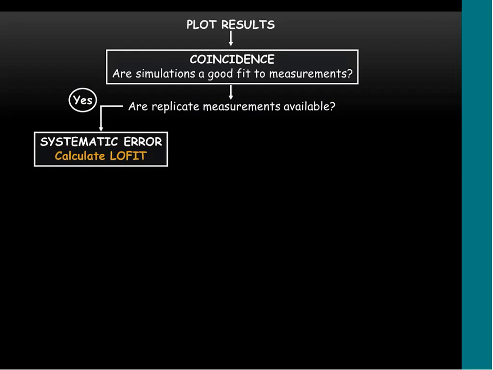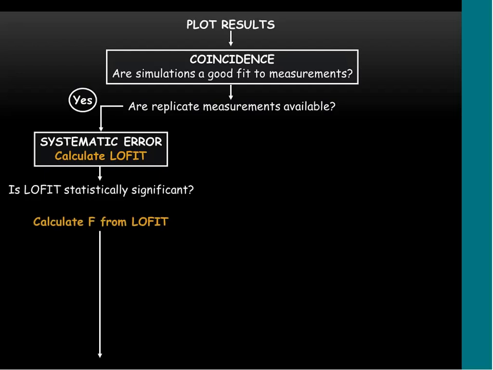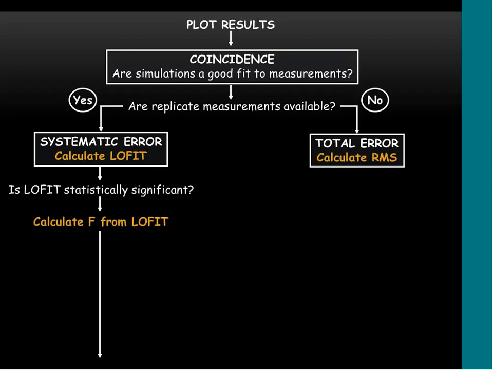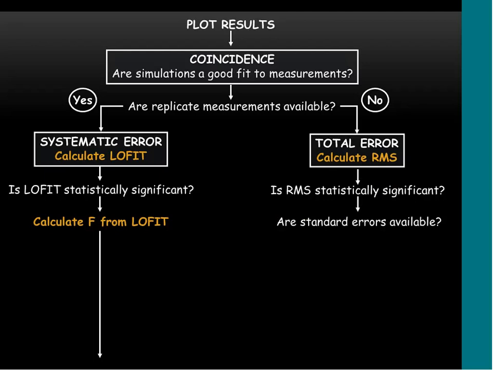It's a great statistic. If we don't have that, well, firstly, what happens if it's statistically significant? We calculate F. I'm going to come on to that in a moment. If there aren't replicate measurements available, then we can use the total error. So we either calculate RMS, the root mean square deviation, or RMSE, the root mean square error. That's the percentage one. And then we're looking at total error. We want to know if that's statistically significant. So we've got two things to do here. If we've got standard errors available, we can compare that to the calculated RMS 95 to check that our total error is within the error that we would expect from the 95% confidence interval.